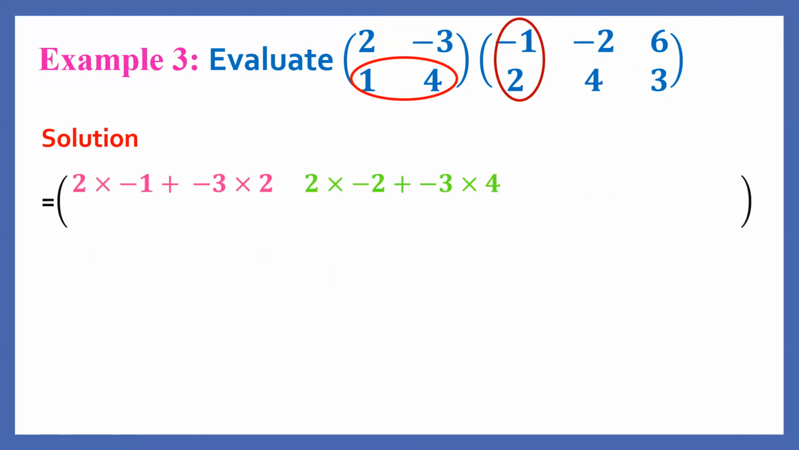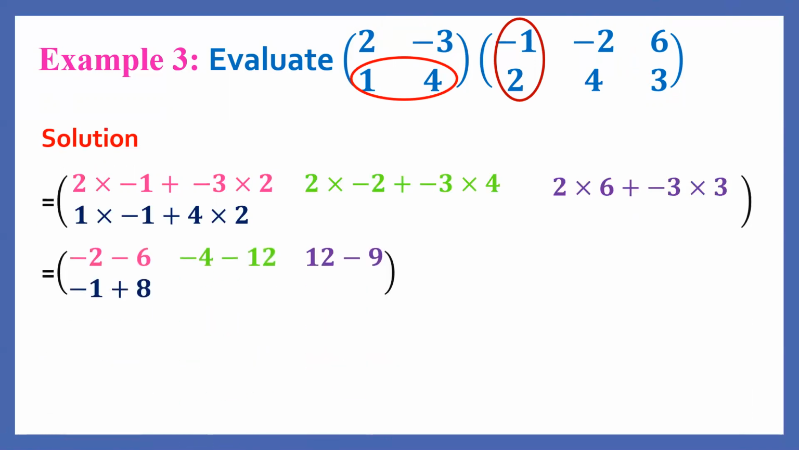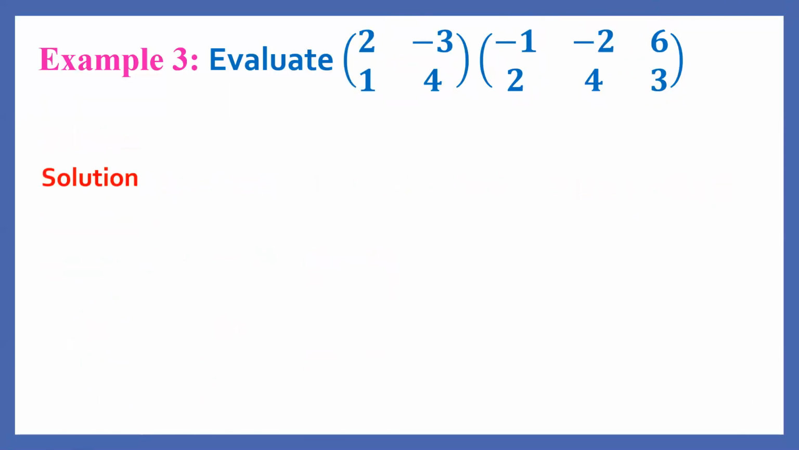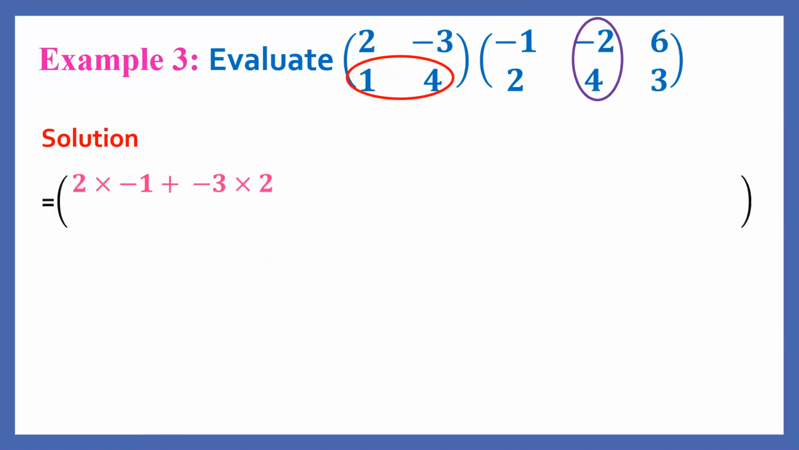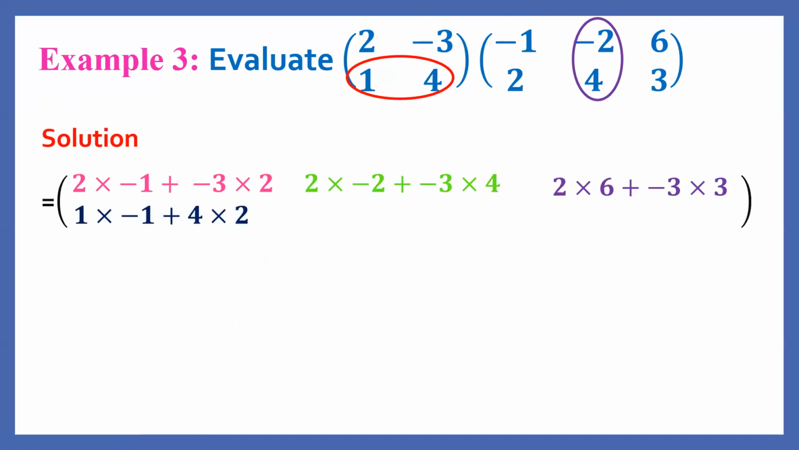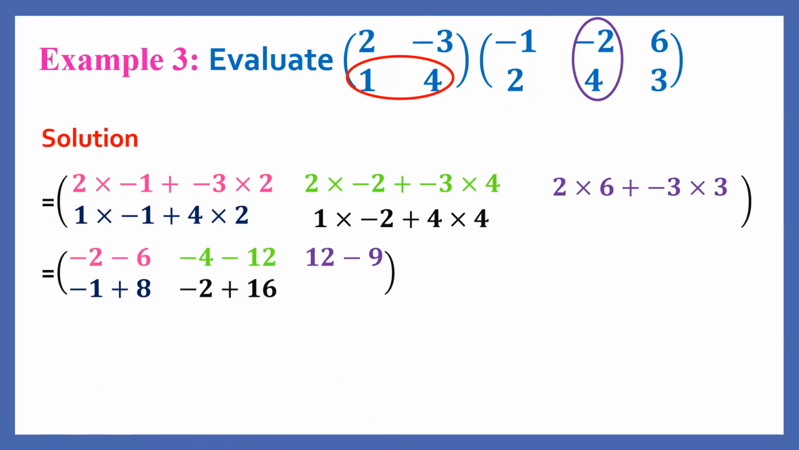I will get 1 times -1 plus 4 times 2. This will give me -1 plus 8, which is equal to 7. Next, we multiply the second row by the second column. Second row, second column. So I will get 1 times -2 plus 4 times 4. Simplifying, I will have -2 plus 16, which is 14.